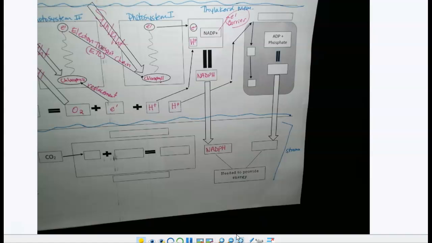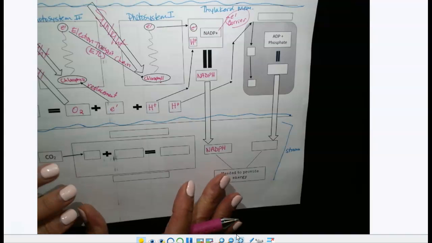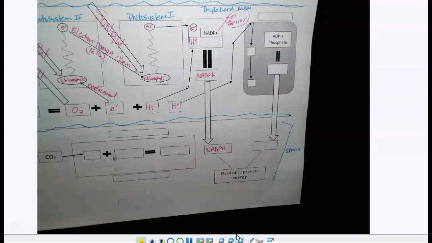So the first part of photosynthesis, that's where we're breaking the water down and we're making oxygen, but we're also making some energy so the second part of photosynthesis can actually happen. We have to have some energy for it, okay?